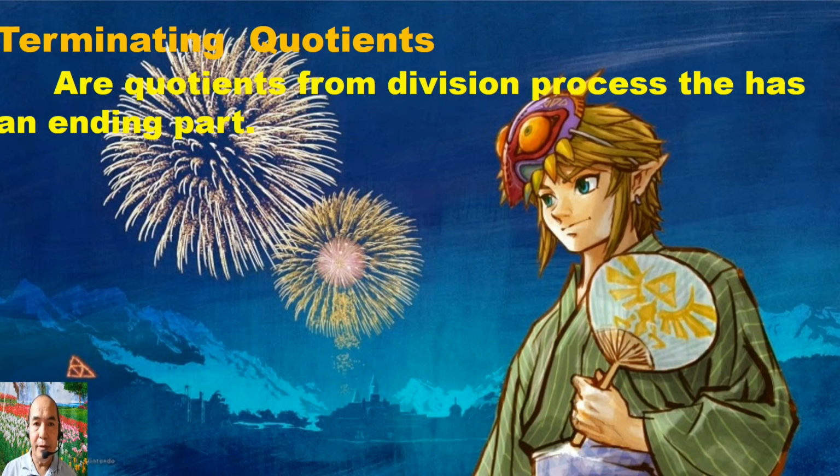Meaning to say, during the division process, we will be able to terminate the division. Meaning to say, there will be no remainder in the process of division. That's why we call them terminating quotient. Meaning, it has an ending part. It will end with no remainder at all.